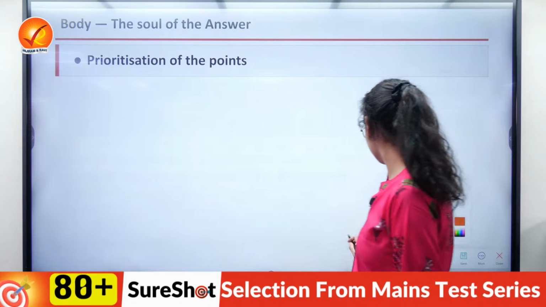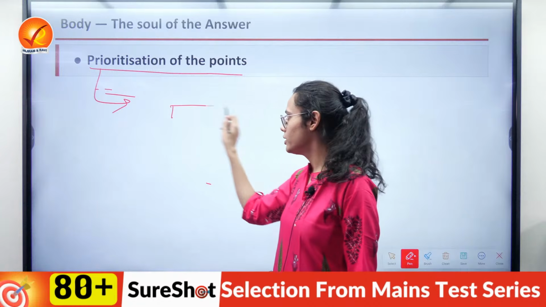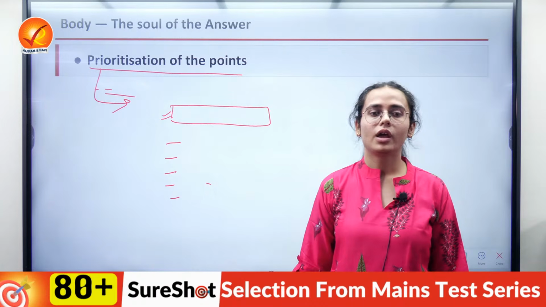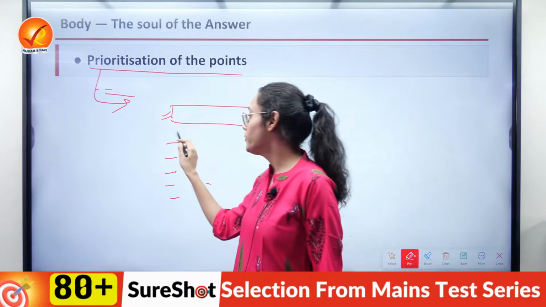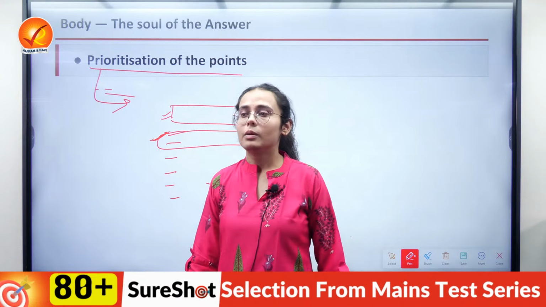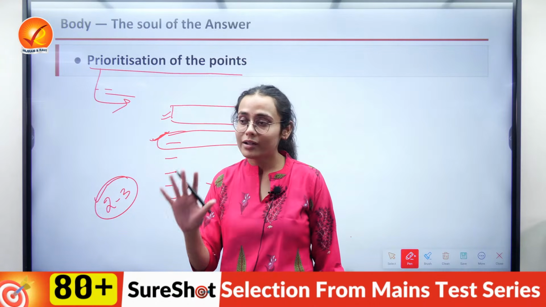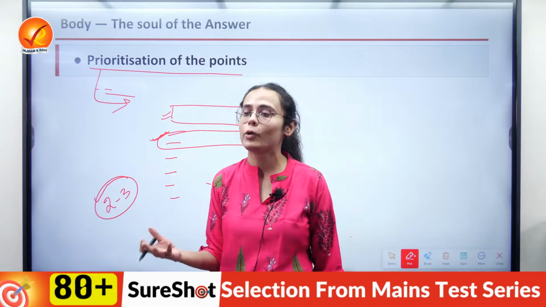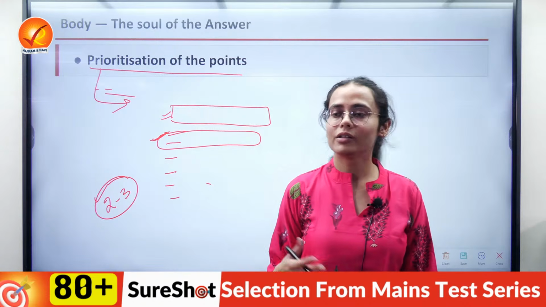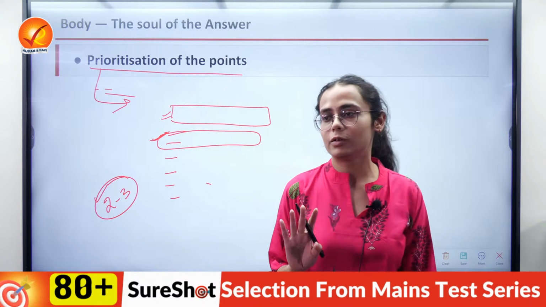Prioritization of points. Again, let's say you have taken a heading, you have written 4 points or 5 points. Now make sure that you have written the most important point at the first place, because as I said, there will be hardly 2 to 3 minutes for an examiner to gauge through your answer, not even read properly. They'll be just sipping their tea and just going through your copies. They are not as concerned as you are. So give them the material, the masala in the beginning itself.